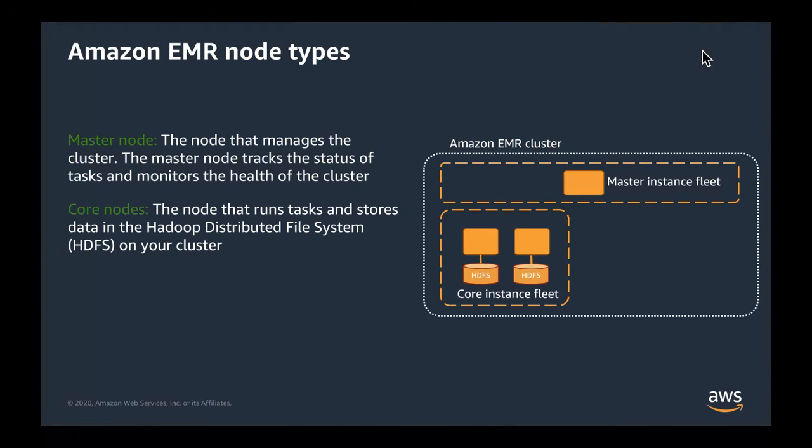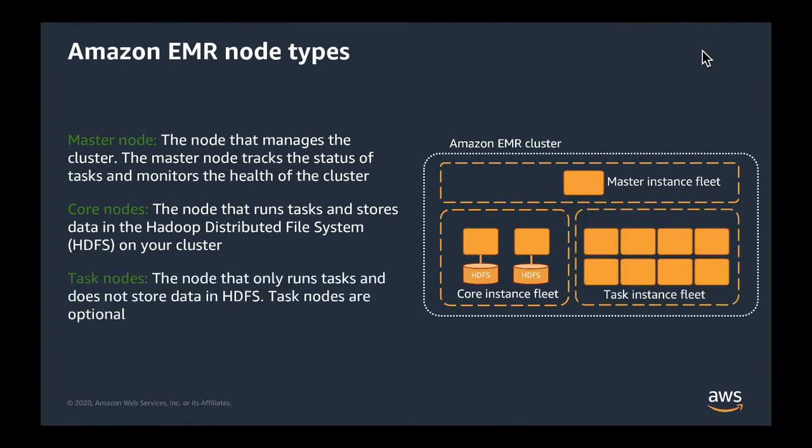Again, it depends on their application, but take a close look at how many core nodes you really need, because you have the chance to scale your compute using task nodes. Task nodes only run tasks, and they're pure compute only. They don't store data in HDFS, and they are optional for sure. But you get a lot of value by using task nodes to really scale up your compute.